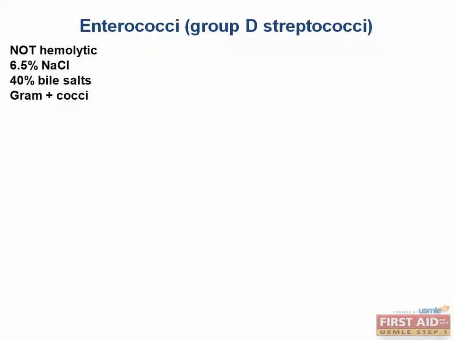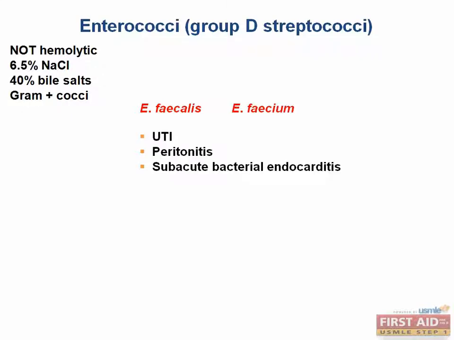The Enterococcus genus of Streptococci possesses the group D Lancefield antigen and can grow under extremely harsh conditions, 6.5% sodium chloride and 40% bile salts solution, which is why they are able to survive as normal flora in the colon. This is in contrast to the non-enterococcal group D Streptococci species such as Strep bovis, which we'll discuss in another slide. Enterococcus faecalis and Enterococcus faecium are clinically relevant, mostly causing diseases in hospitalized or immunocompromised patients.